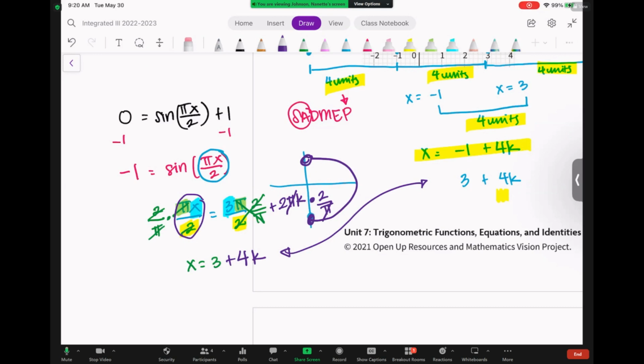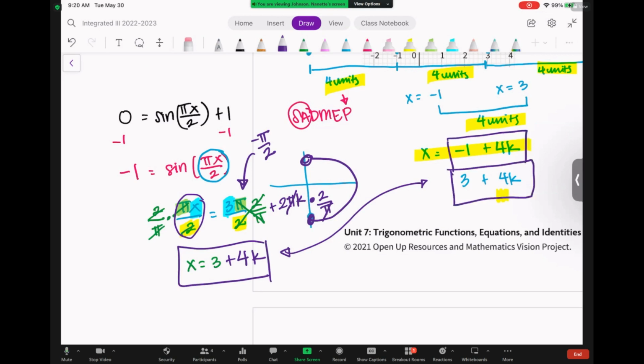So instead of writing 3 pi over 2 right here, I could have written negative pi over 2, which would have given me my answer of -1. Either way, I know they look different, but these answers are all actually equivalent because of the periodic nature of sine, right?